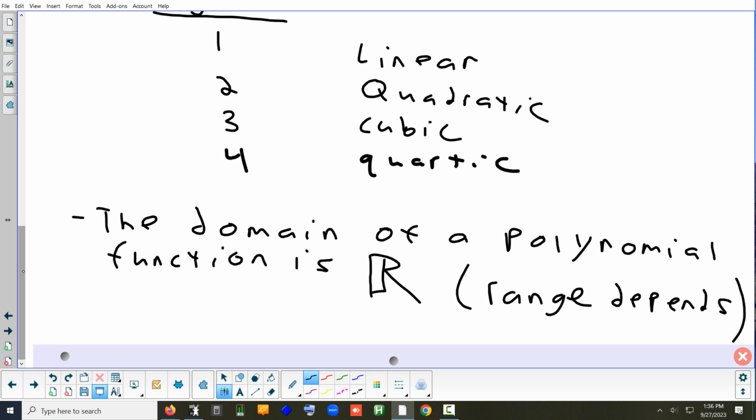The range, well, it depends. Because think of like a parabola. That parabola has a different range than that one. So you still kind of have to graph it to find the range.